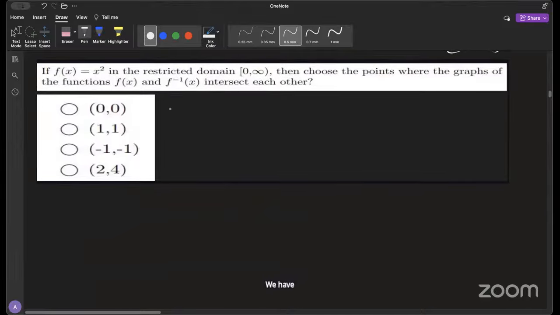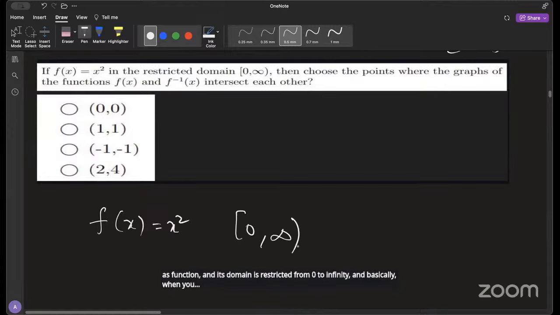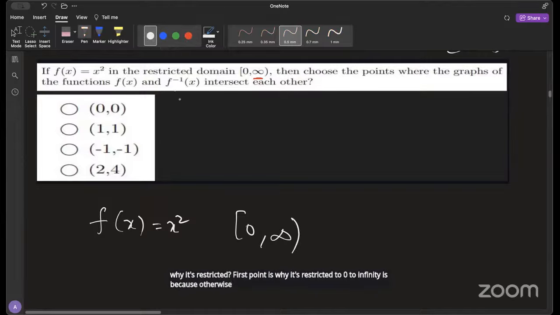We have f(x) equals x squared as a function, and its domain is restricted from 0 to infinity. When you restrict the domain, at least in this week, it's generally for inverses. You're restricting it because otherwise you can't find the inverse. And choose the point where the graph of the function f(x) and f inverse of x intersect. So why it's restricted to 0 to infinity is because otherwise you can't find the inverse of this function.